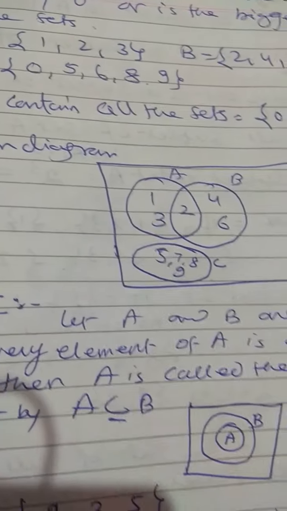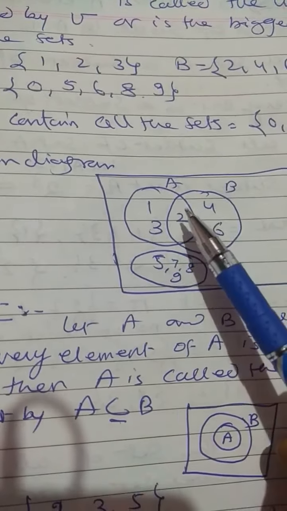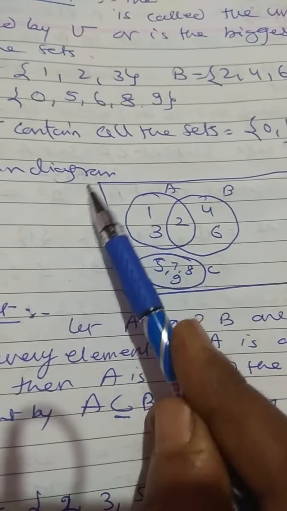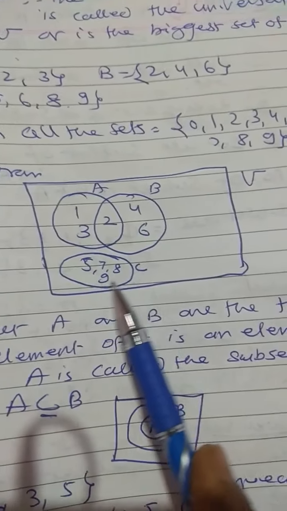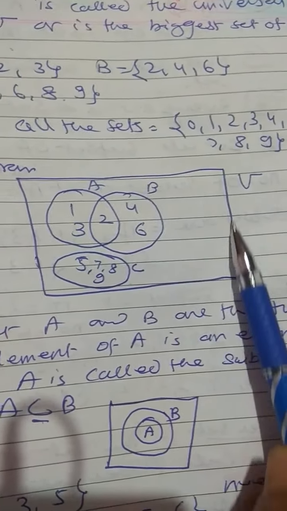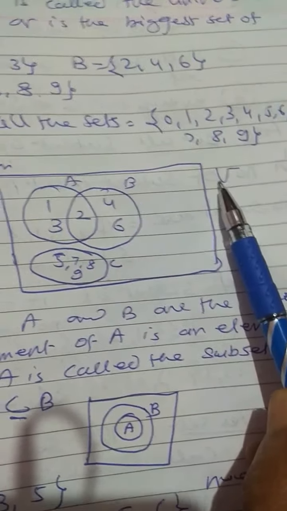We can define it with the Venn diagram. A has the elements 1, 2, 3, B has the elements 2, 4, 6, and C has the elements 5, 7, 8, 9. The set that contains all these sets is called the universal set. In a Venn diagram we can define it as the biggest boundary, the biggest set of all these sets, called U.